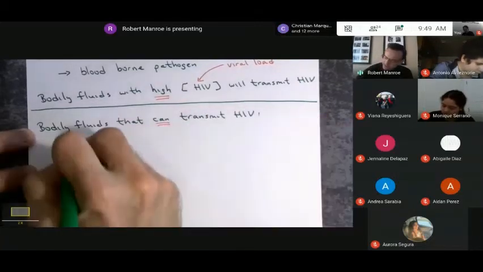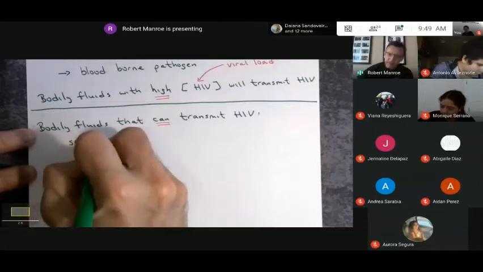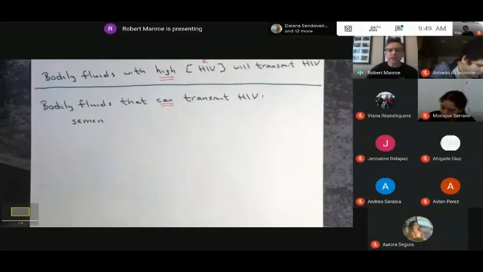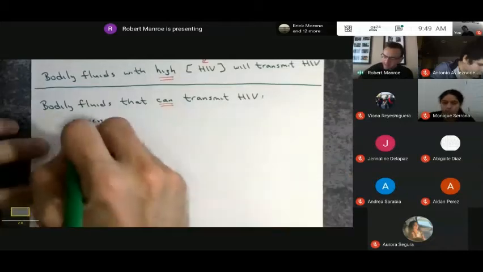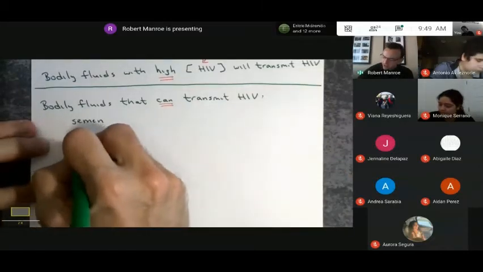HIV. This would be semen, the fluid that is released by males when he ejaculates during sexual contact. Then we can have vaginal secretions.